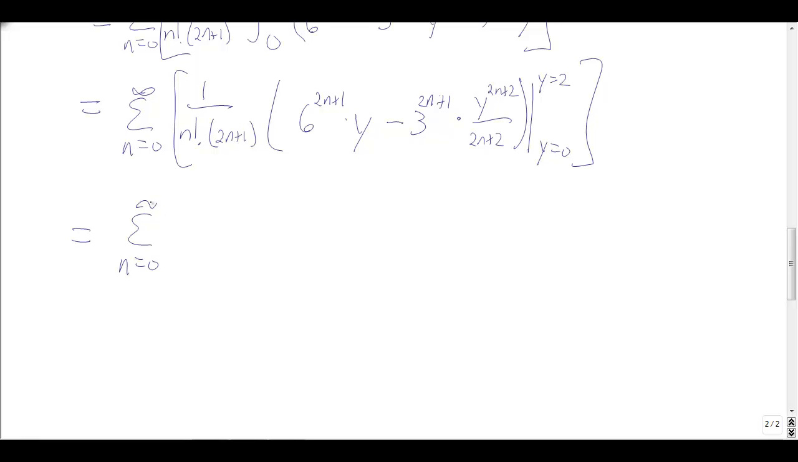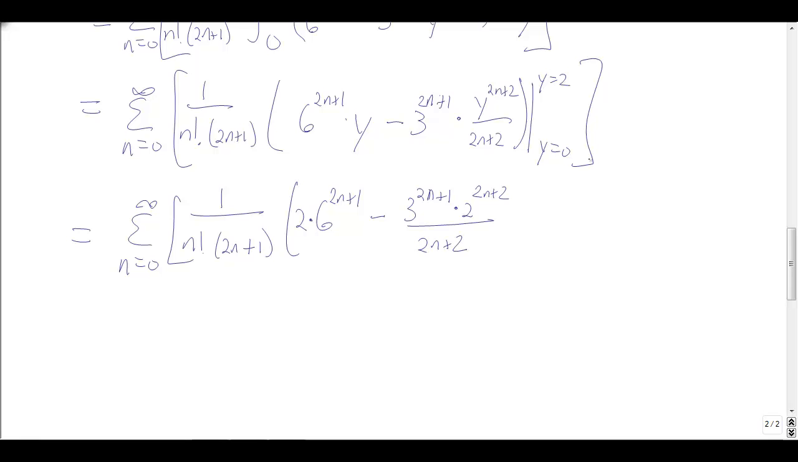We get the sum from n equals 0 to infinity, 1 over n factorial times 2n plus 1. Let's write that a little nicer. And what I get now when I plug a 2 in for y, I get 6 to the 2n plus 1 times 2. I'm going to write that times 2 in front. And minus 3 to the 2n plus 1 times 2 to the 2n plus 2, I'm plugging in a 2 for y, all over 2n plus 2. And then when I plug in y equals 0, both terms are actually going to be 0, so subtraction does not matter.